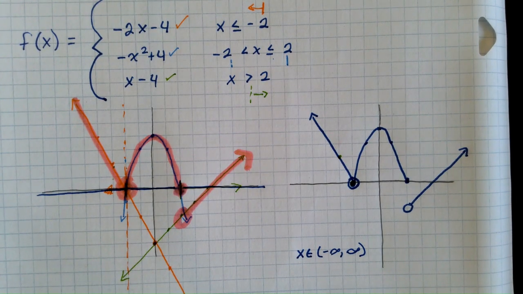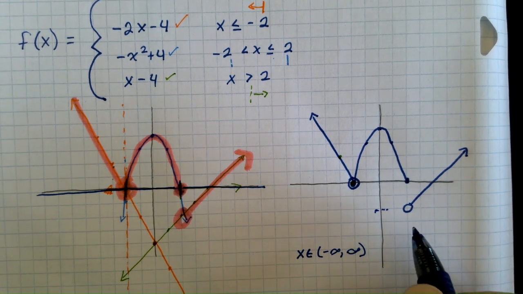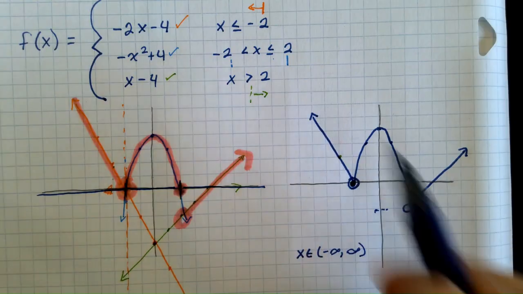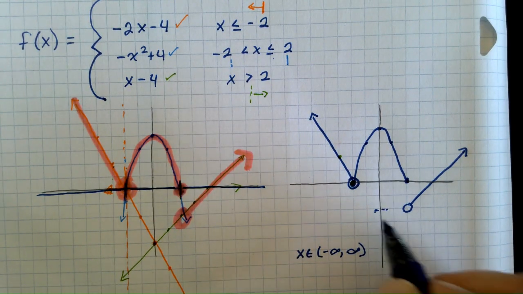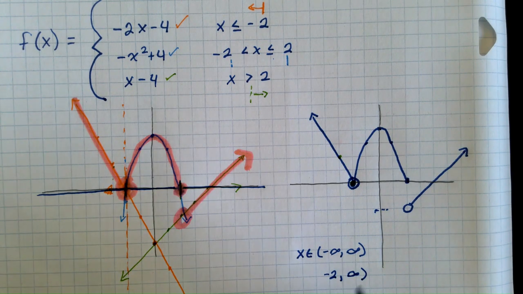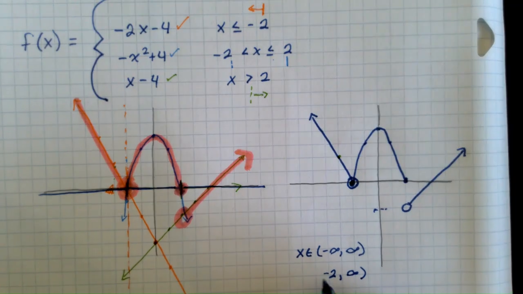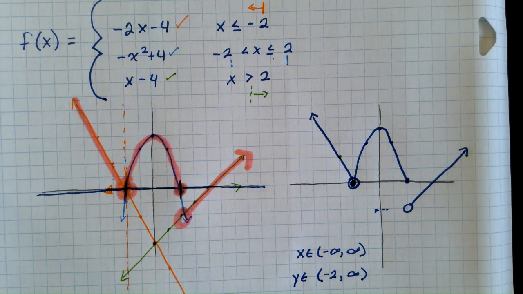However, with our range, our ceiling and our floor, this is our low point right here. But it keeps going up, so we have no ceiling. We only have a floor. And our floor is at negative 2. And it keeps going up from there. There's no ceiling. Because this is an open circle, we're going to use a parenthesis. And we have y as an element from negative 2 to infinity.